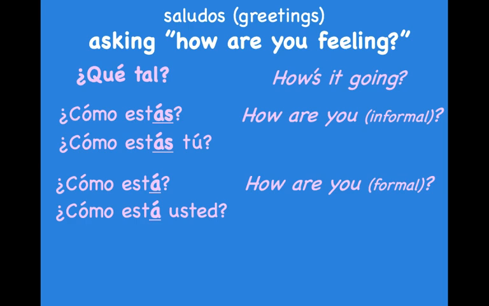¿Cómo está usted? And you can choose to leave off the usted or the tú because it's a given that the person you're speaking to knows you're speaking to them, so you don't have to have it. Notice that the S is dropped. There is no S when you're asking how are you formally. That's the correct conjugation of the verb with that subject.